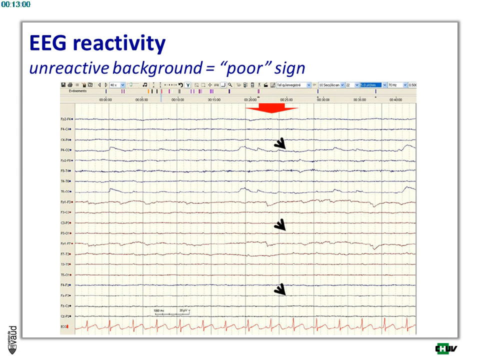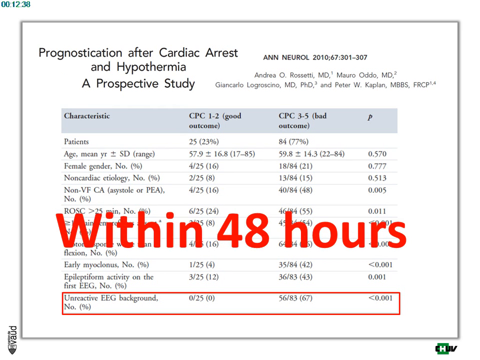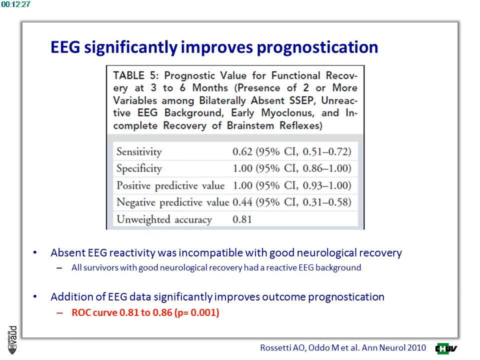This is a test that you can do twice. That gives you a very clear signal in terms of prognosis. It was described in 2010 in a population of over 100 patients. And you can see that the presence of an unreactive EEG background was 100% predictive of a bad outcome. And in terms of overall care, it's important that you can get this information very early on. Including EEG already back then in the clinical examination significantly improved the prediction.